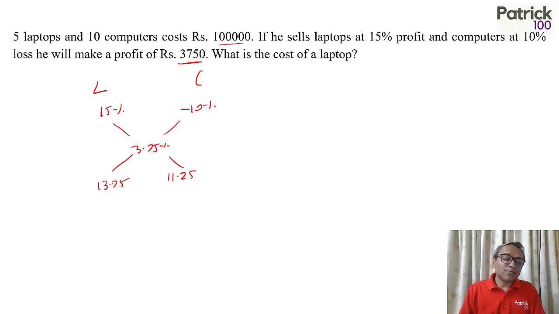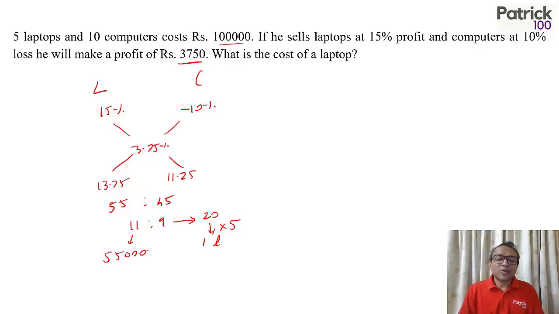That will give you 55:45, right? Or you can make out the ratio will be, if you divide by 5, 11:9. Total is 20. 20 stands for 1 lakh. So what I want for laptops will be 11 parts of it. So 20 into 5, you can say, 55,000. So 55,000 for 5 laptops. Each laptop will be 55,000 divided by 5, which will be 11,000. That is the answer, right?